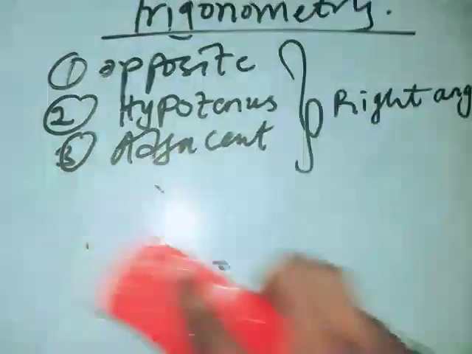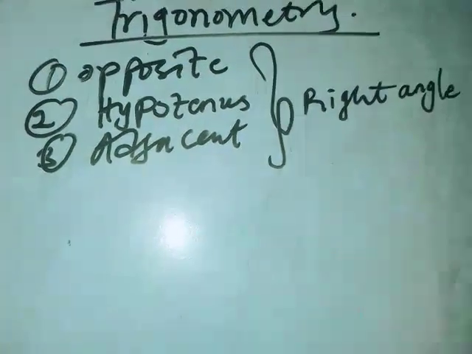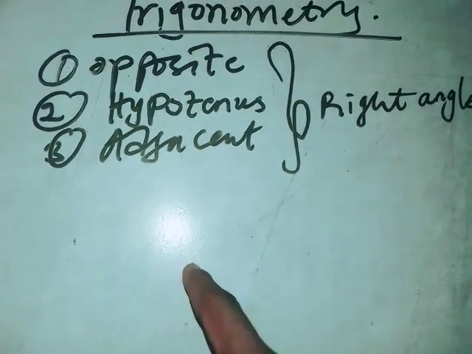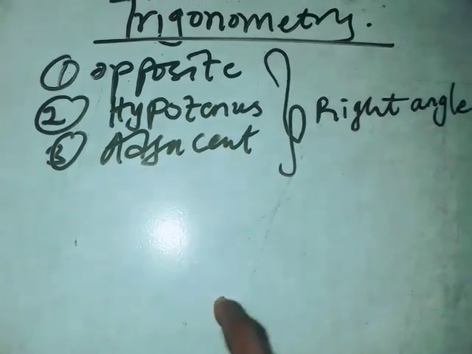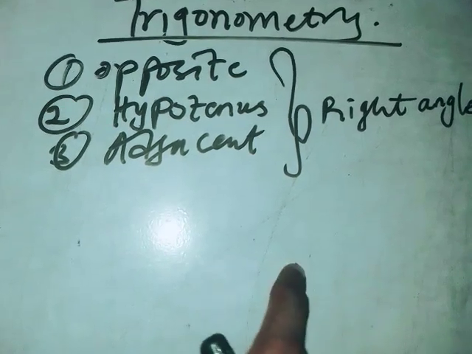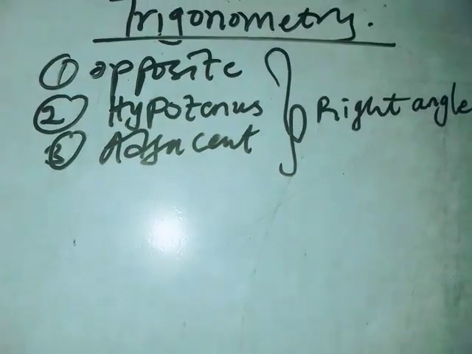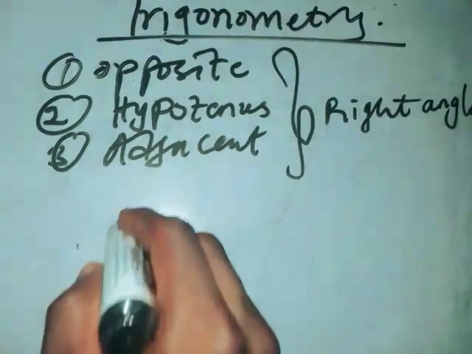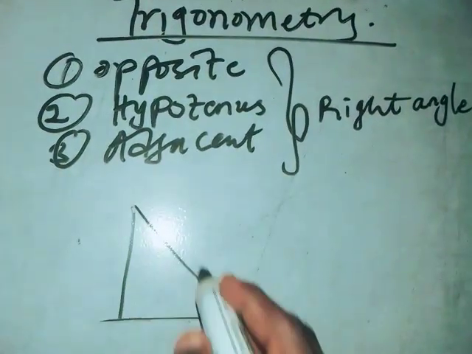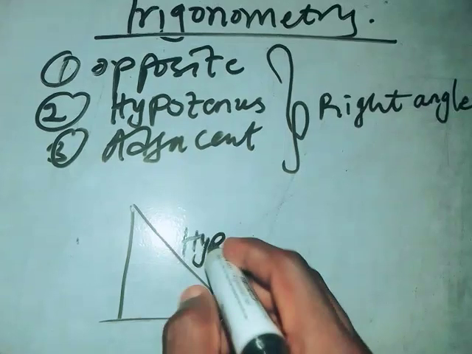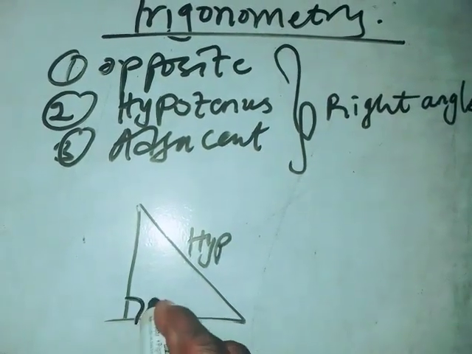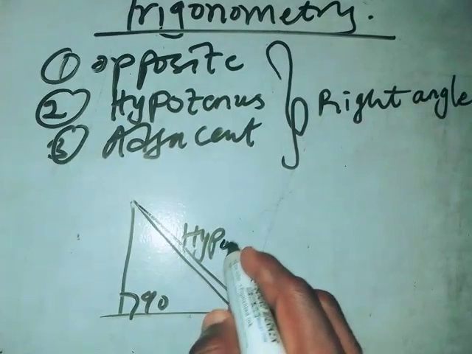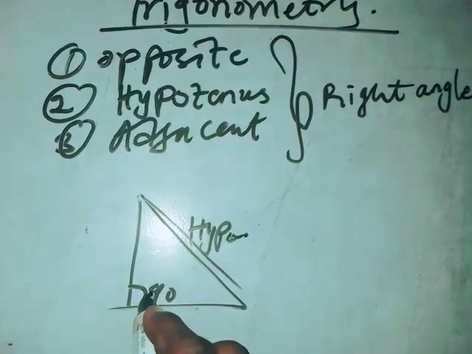Okay, so now how can we define hypotenuse? The hypotenuse of a right angle triangle is the side facing the angle 90. The one that is facing the angle 90 is called the hypotenuse. That is the longest side of the triangle. For example, if you have a triangle like this, this is the hypotenuse, because it's always the longest side and it's always facing this angle, which is 90 degrees.